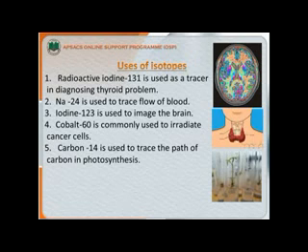Iodine-123 is used to image the brain. Cobalt-60 is commonly used to irradiate cancer cells. Carbon-14 is used to trace the path of carbon in photosynthesis. Photosynthesis is the process in which the plants prepare their own food by themselves in the presence of sunlight. So we can use carbon-14 to trace the path of carbon in photosynthesis process.